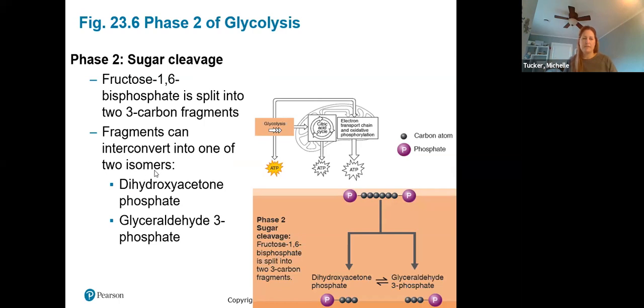It can be one of 2 isomers, and these convert back and forth. My favorite is glyceraldehyde 3-phosphate. I think it's cool, but it really doesn't matter. So we invest 2 ATP. That gives us the energy to break into 2 3-carbon fragments.